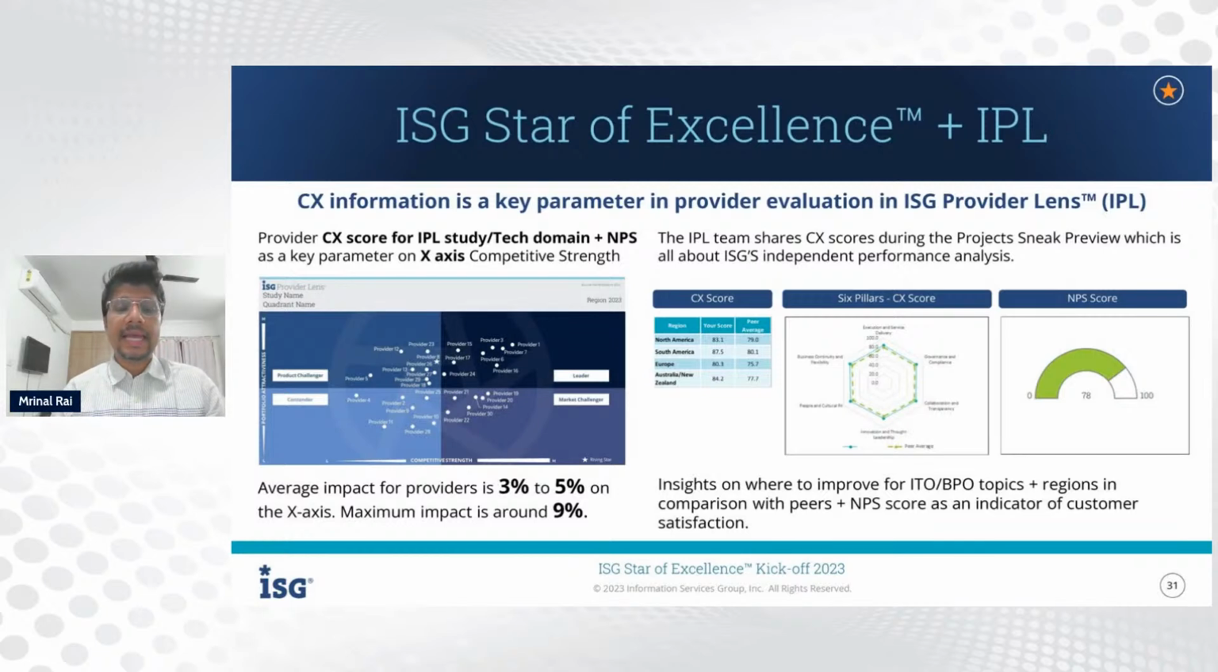It is on this axis that the customer experience and the net promoter score from Star of Excellence feed into the provider evaluation. So it's an integral part of the ISG Provider Lens evaluation methodology. The impact of the CX and NPS score is minimal, around 3 to 5%. The maximum is around 9%.